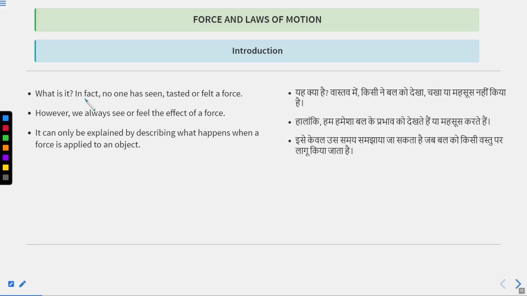What is it? In fact, no one has seen, tasted, or felt a force. Force is just an effect. However, we always see or feel the effect of force. It can only be explained by describing what happened when a force is applied on an object. You cannot see, taste, or feel the force. You will see the force when something is happening to an object.